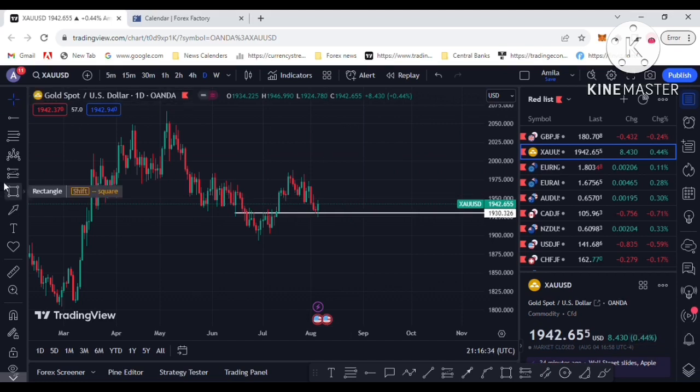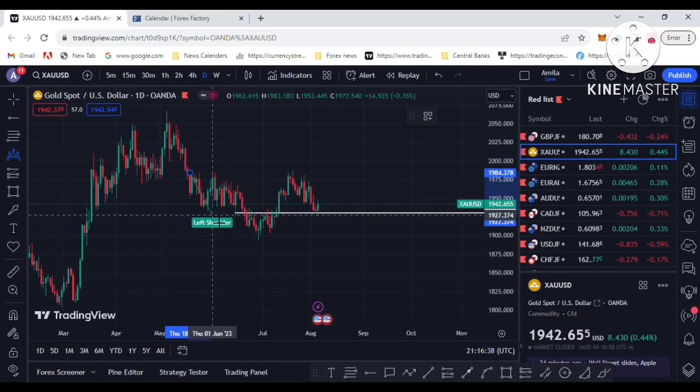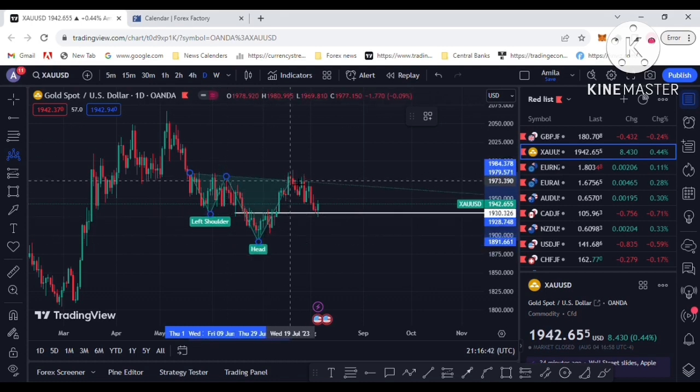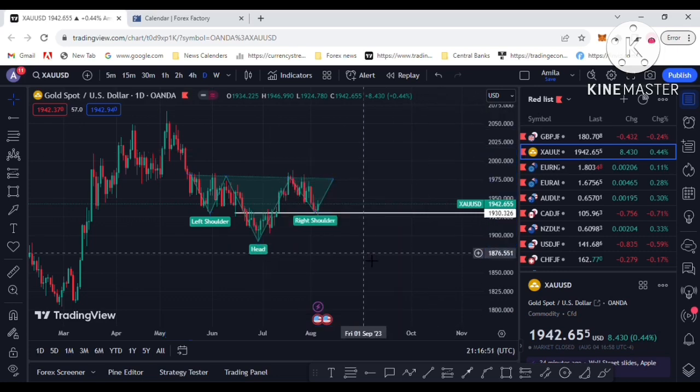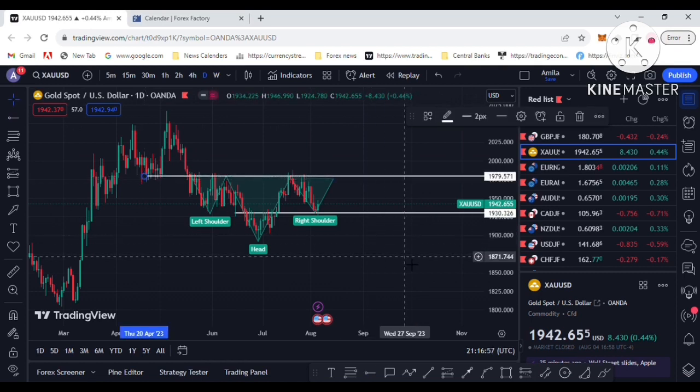So I am on the daily chart of gold. You can see this is the famous pattern. This is the left shoulder, this is the head, and the right shoulder will continue next week. This is the pattern I am seeing technically, a head and shoulder pattern on the daily chart. That is the technical picture I am seeing in the gold daily chart.